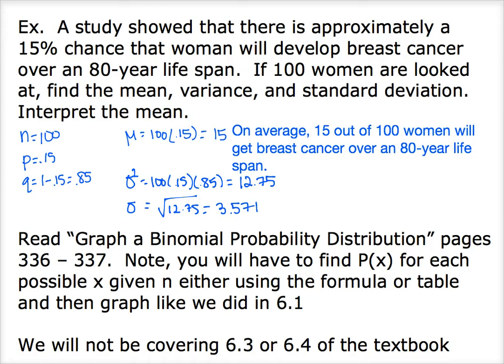Now you will also need to read graphing a binomial probability distribution, and note that the only difference would be that you have to find the probability for each possible x given either n, either using the formula or the table, and then graph it just like we did in section 6.1. And we are not covering 6.3 or 6.4 of the textbook.